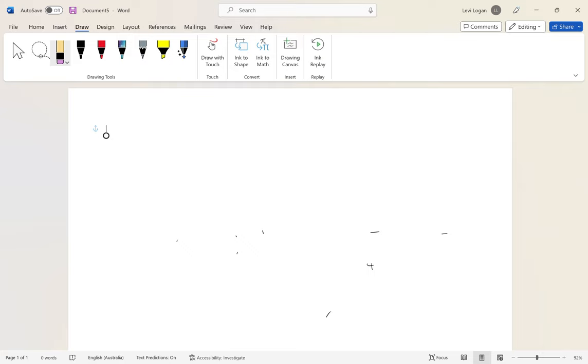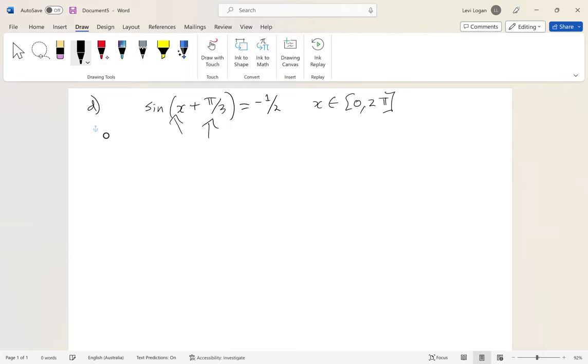Alright, if my computer loads. Alright, last one, D. Solve this trigonometric equation, equals -1/2, and x belongs between 0 and 2 pi. Cool. Righto. So as you can see, this equation is a bit different from the previous ones. In fact, it doesn't have a dilation here, but it's got a horizontal translation here. But we can apply the same rules pretty much.